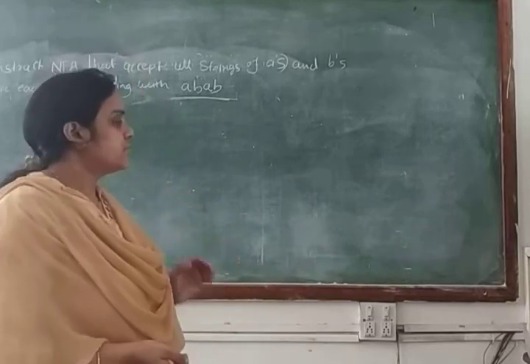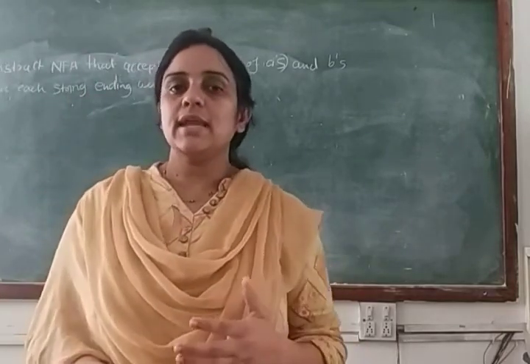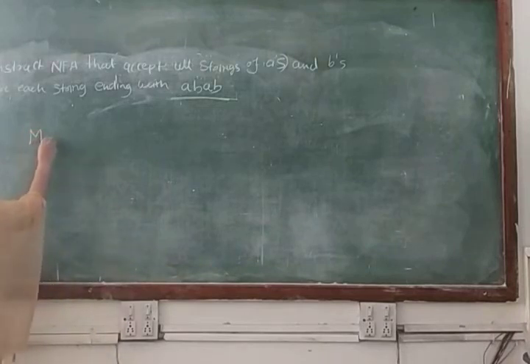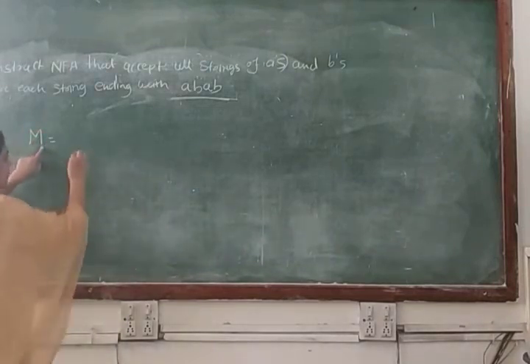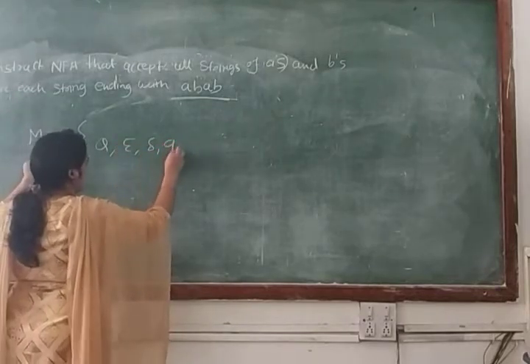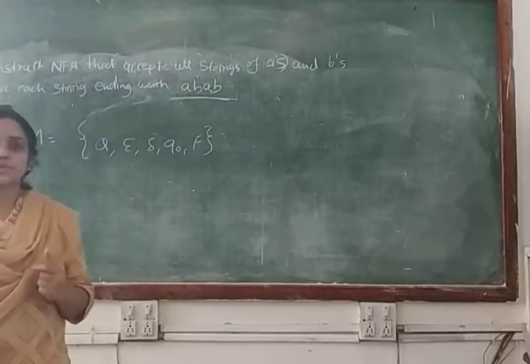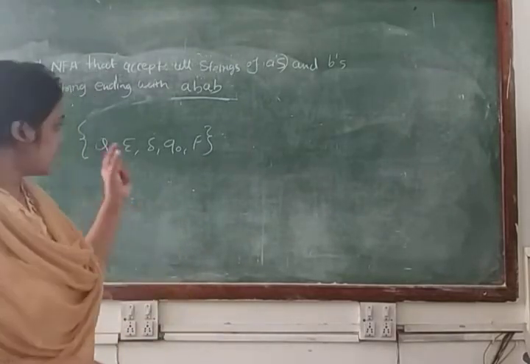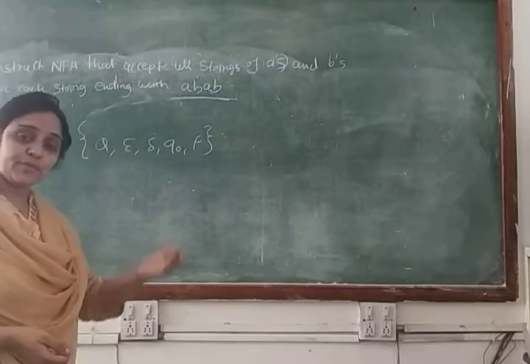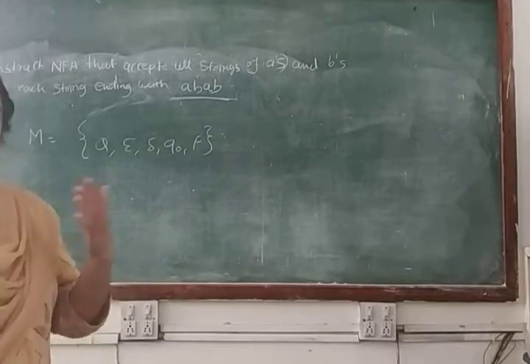First we have to discuss what is NFA and how many tuples we use to define an NFA machine. Capital M represents the machine, and you use capital Q, sigma, delta, Q0 and capital F. So these 5 tuples are used for defining an NFA machine. These same 5 tuples we also used in DFA. So what is the difference between DFA and NFA?